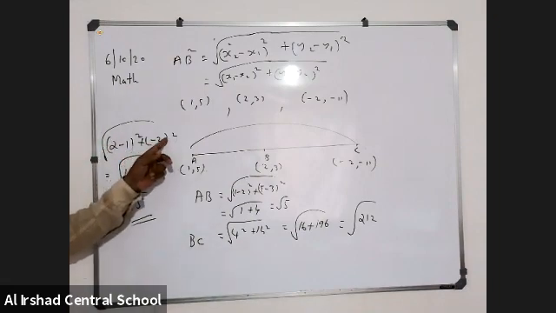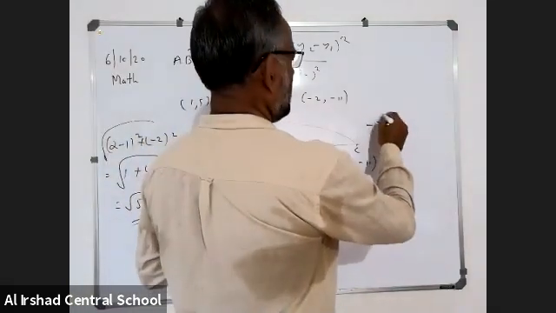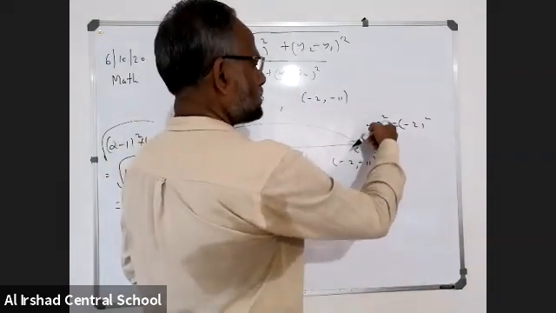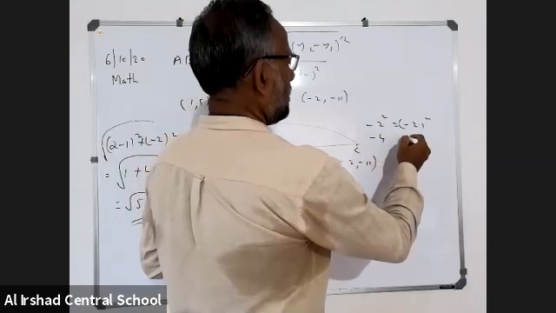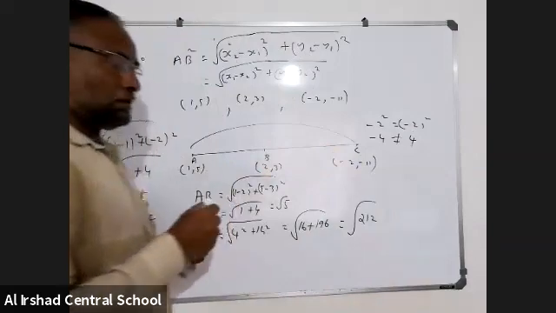Minus 2 whole square. The difference is that minus 2 square is different and minus 2 whole square is different. Minus 2 square means minus 4, but this is 4. Minus 2 whole square.